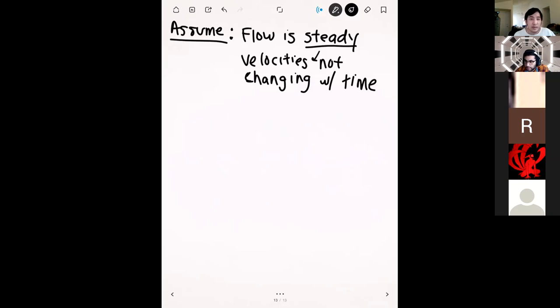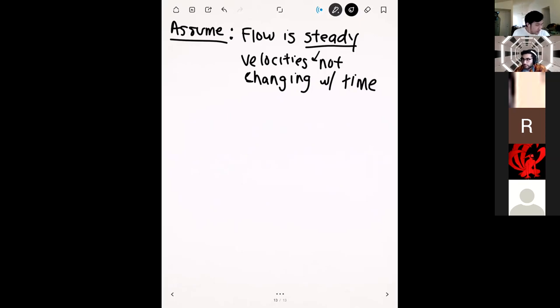This is an important assumption for Bernoulli, because we're going to apply Newton's second law along a streamline, and in order to apply that, we have to assume that the streamline is not going to change at all. The fluid particle is just going to keep following that streamline along. It's a subtle difference between static and steady, but that's one thing I really want to emphasize: just because you have a steady flow doesn't mean that it's not moving. The flow could be moving, but the velocities in the fluid are not going to be changing with time.